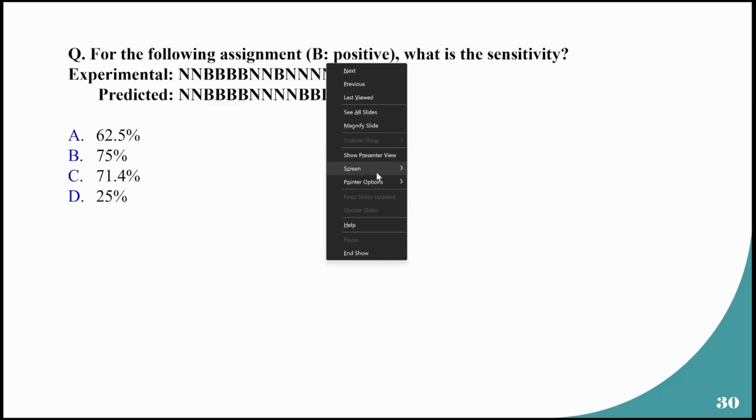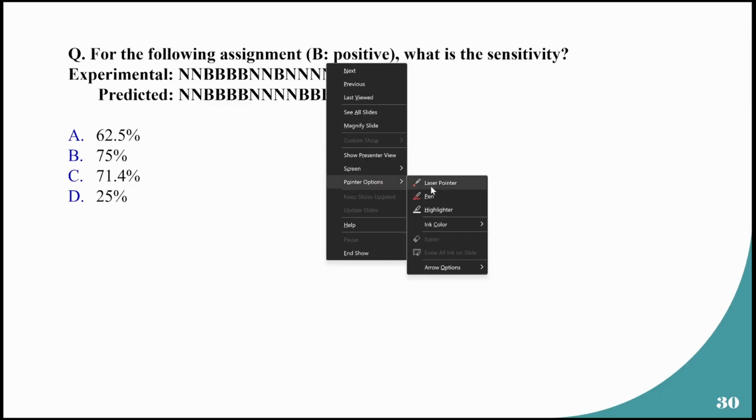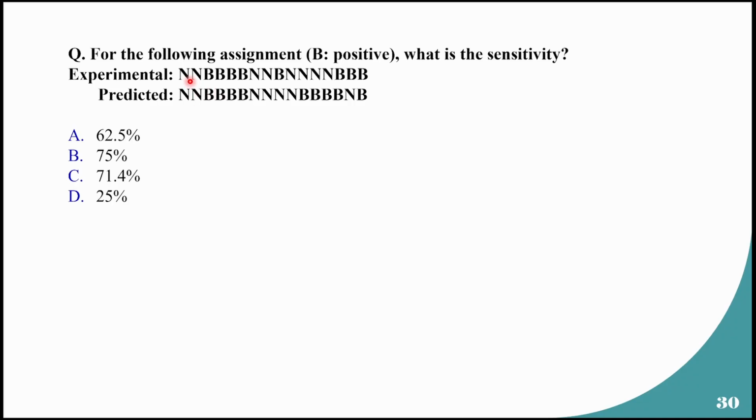In this case, they are asking that B is positive, and then N is negative. So you have the experimental versus the predicted. So what will be the sensitivity of the model? Sensitivity, if you remember, was the exact same thing as true positive rate, which was true positive divided by true positive plus false negative. Okay, so could you try to calculate it out quickly? We'll just see in a moment.